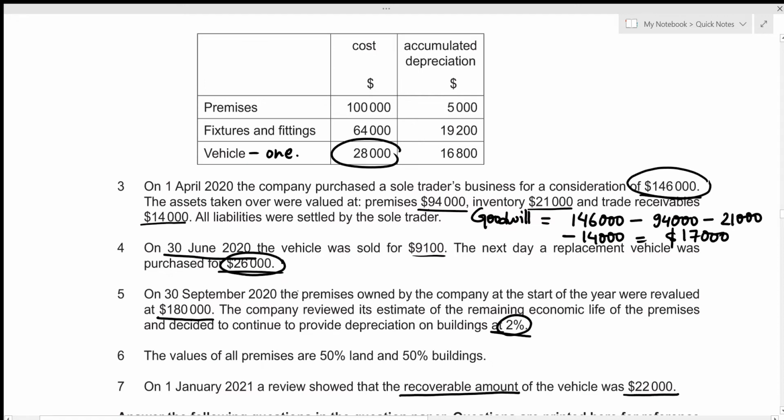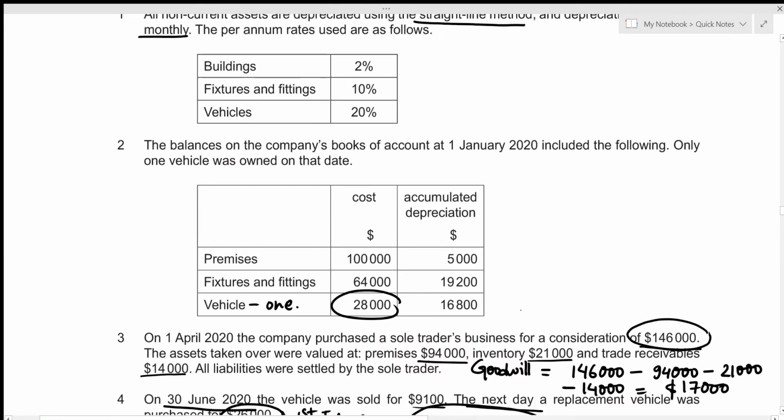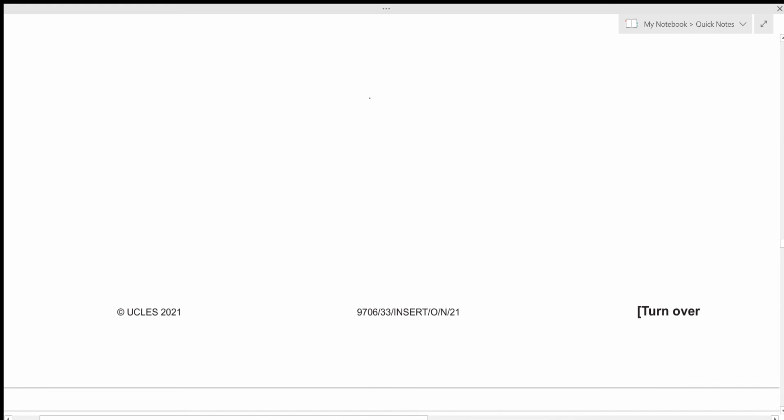And we know that the depreciation is being charged monthly. So if this was bought the next day, this vehicle with the cost of 26,000 was bought on 1st July 2020. So let's count the months that this vehicle was used. That's July, August, September, October, November, and December, which means that we need to charge the depreciation for these 6 months in order to figure out our net book value of the vehicle with the purchase cost of 26,000. Let's have a look at the depreciation rate for vehicles. That's 20%.